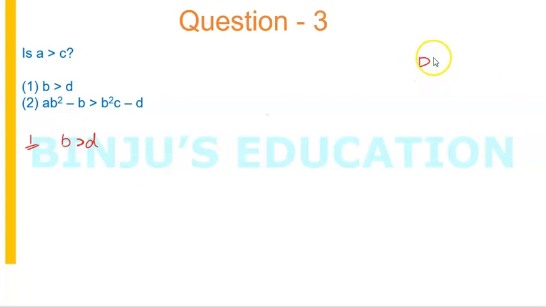So if I do D, A, B, C, E, so A goes out, D goes out. Okay. What's the second statement? The second statement is that AB square minus B is greater than B square C minus D.